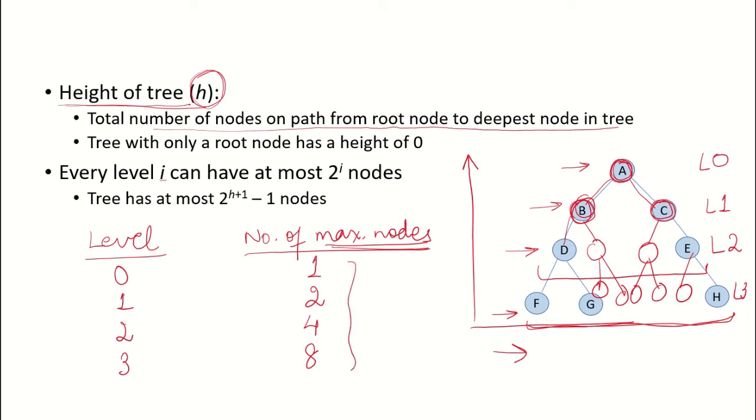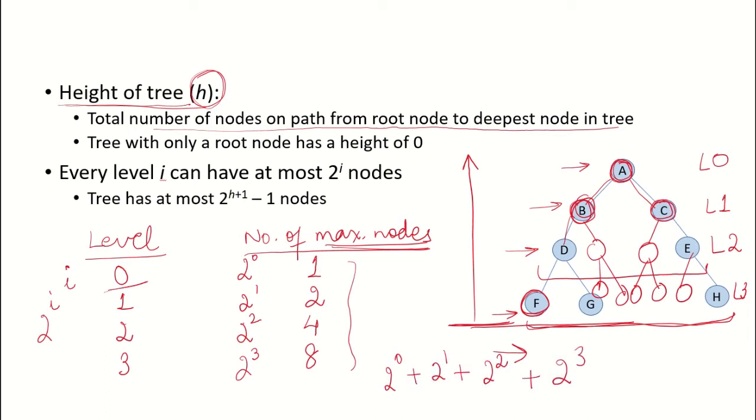If we look at these numbers over here, we can write them in this form: 2 to the power of 1, 2 to the power of 2, 2 to the power of 3. So in a way, we see that if the level number is i, then the maximum number of nodes at that particular level in a binary tree would be 2 to the power of i. So if the height of the tree is 3, that means we have to count from level 0 up to level 3. What is the total number of nodes up to level 3? That would be 2 to the power of 0 plus 2 to the power of 1 plus 2 to the power of 2 plus 2 to the power of 3.